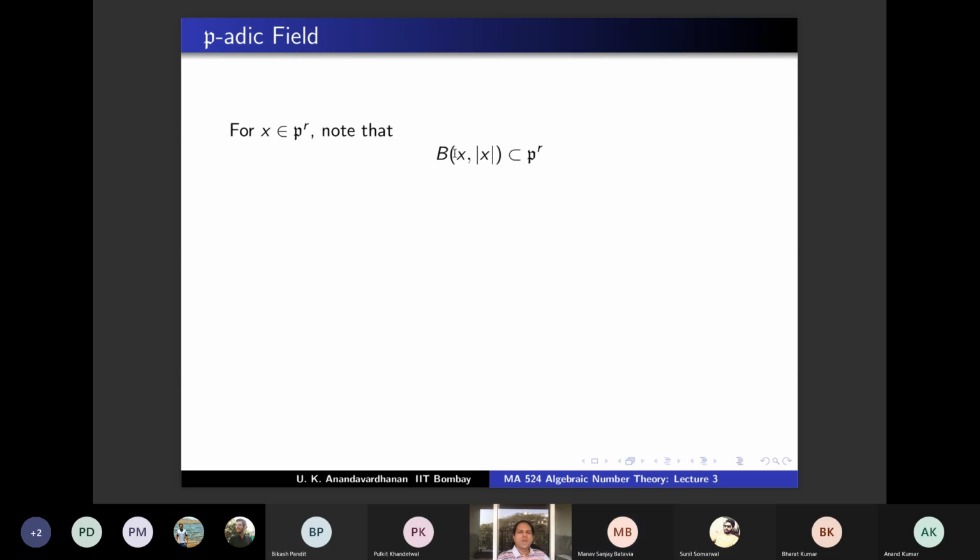So what is the conclusion? Given any element x in P power R, you are given an open ball with center there and some radius. So what is the meaning of this in topology? x is an interior point of P power R, right? Interior point meaning there is a small ball completely contained in it. So what you've shown is every point is an interior point. In other words, P power R is open in the topology given by this absolute value. So each of these P power R is open.